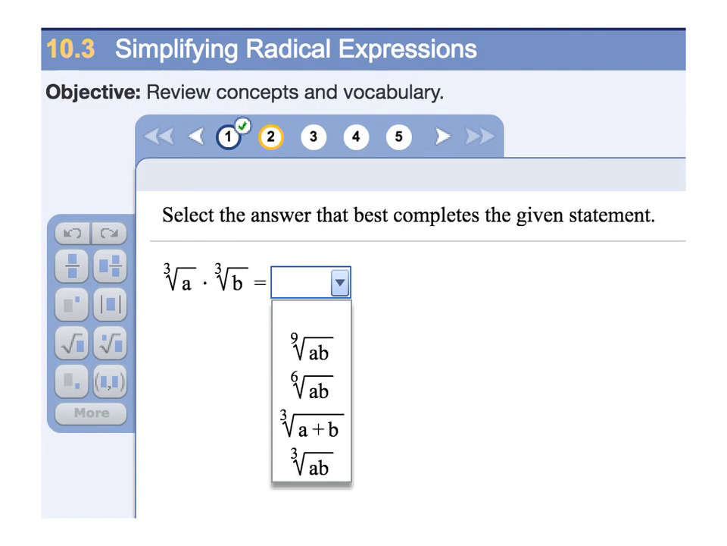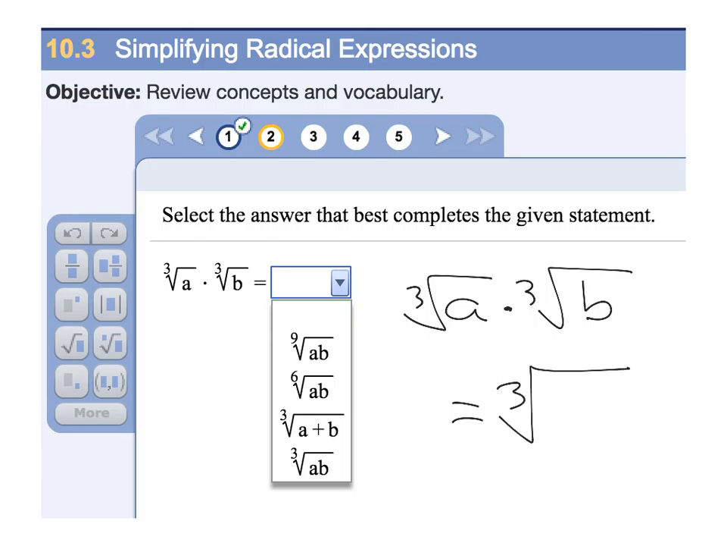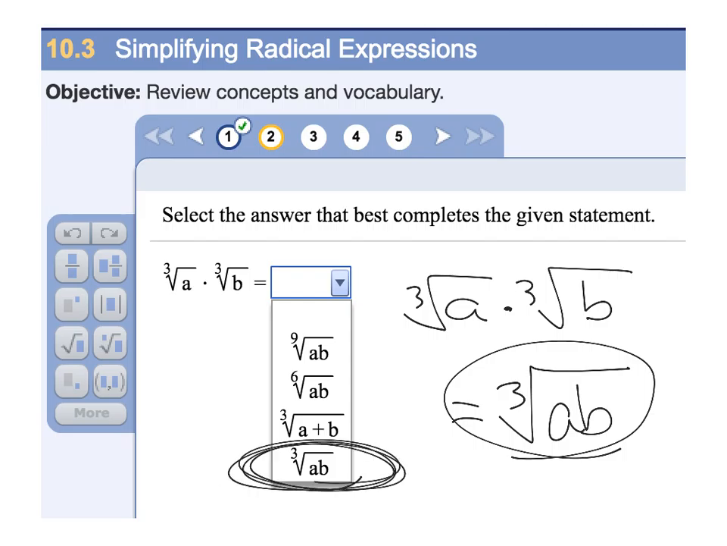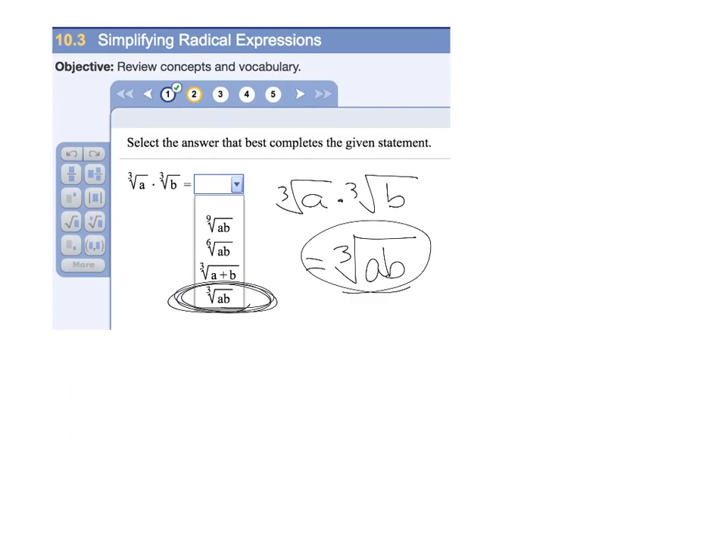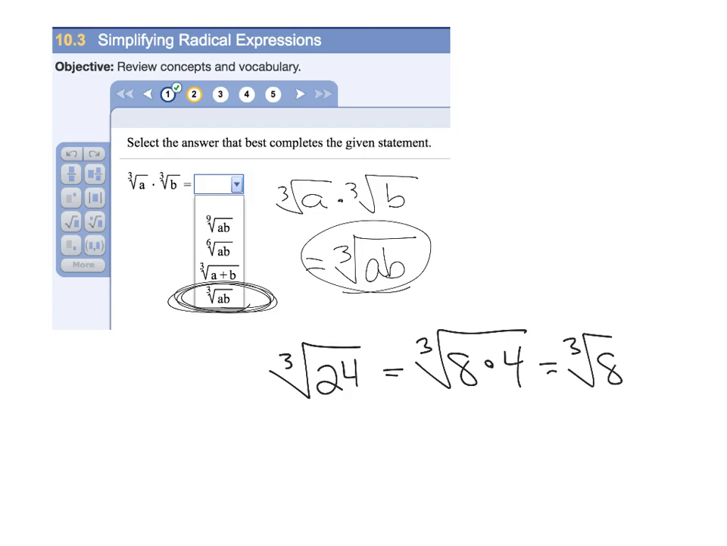Well, now that we know the rule, if you've got the third root of A times the third root of B, we know that's going to equal the third root of A times B, AB. So that's this answer down here. Now the thing is, this also means you could do it in reverse if you wanted to. Like if you had the third root of 24, you can change this to the third root of 8 times 4, which becomes the third root of 8 times the third root of 4, if you want.